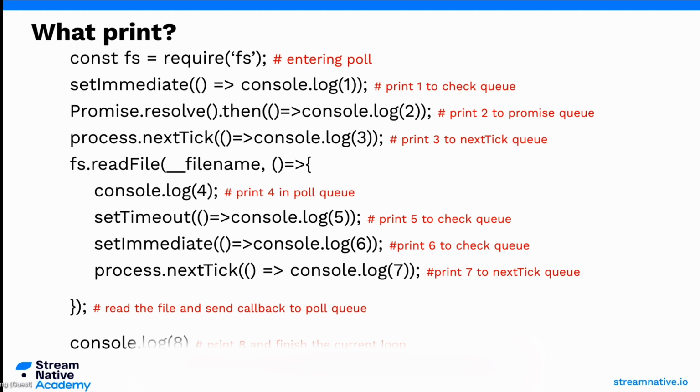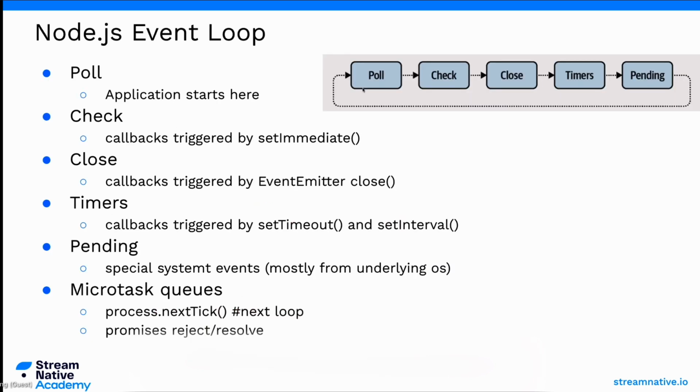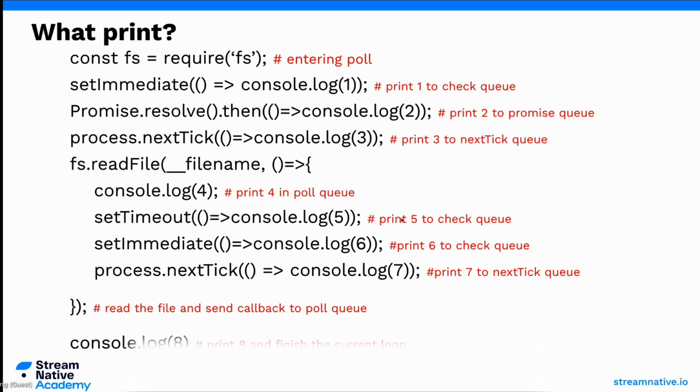So guess what, which one prints out first? This one prints out first. The answer is it prints out A, then nextTick. NextTick is high priority. Then promise, and then it goes to setImmediate, the check queue. Remember this order: check, close, timer, pending. So this one is A, 3, 2, 1. A prints out first, then 3, 2, 1.